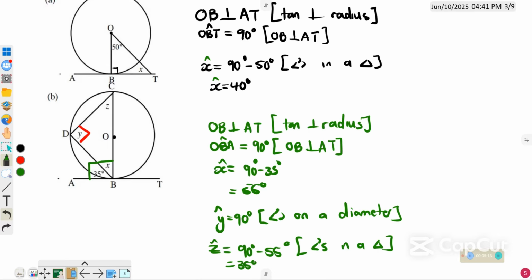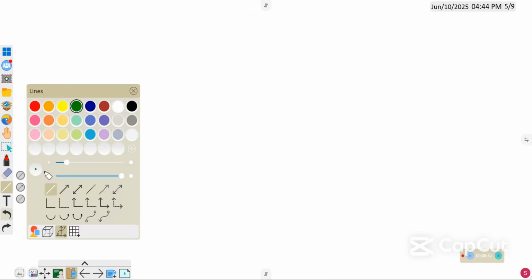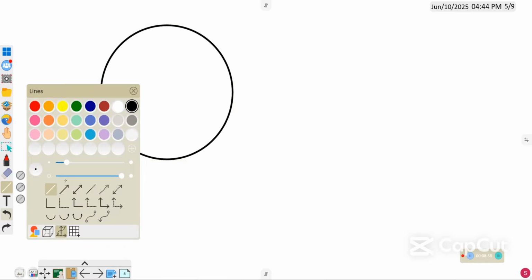Okay, let's move on. Here's my favorite theorem, which is the Tan-Chord Theorem. This one states that the angle between the tangent to a circle and the chord drawn from the point of contact is equal to the angle in the alternate segment. And the reason for this is the Tan-Chord Theorem. In simple terms, we're going to try to relate this to the exterior angle of a cyclic quadrilateral.